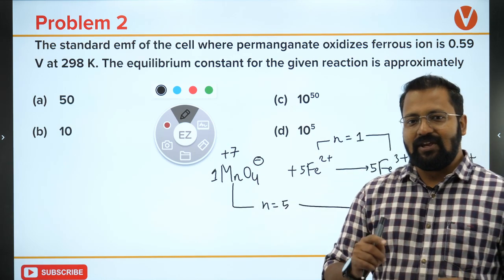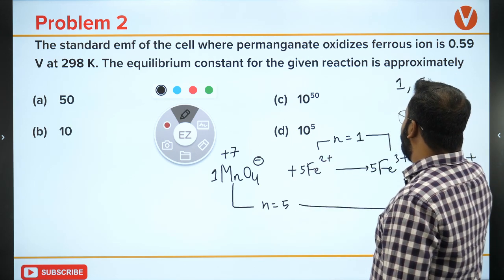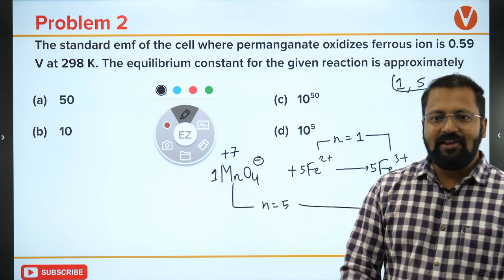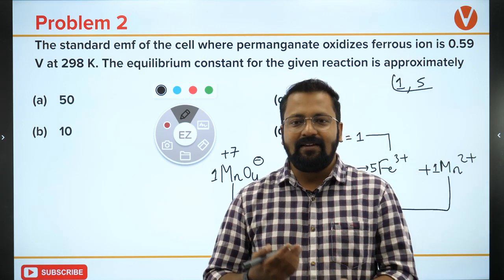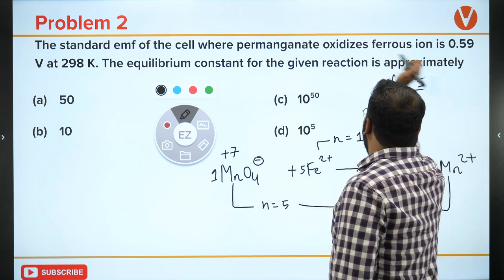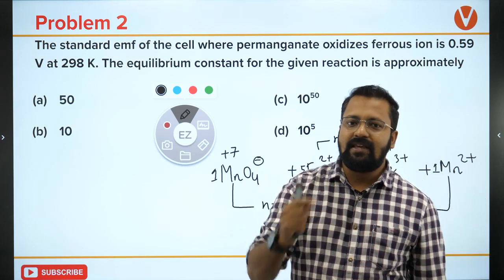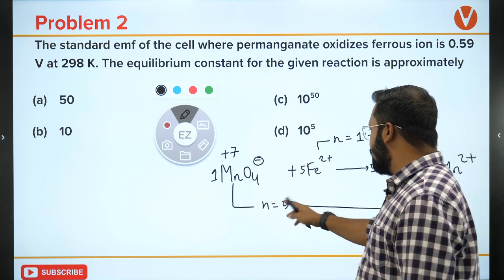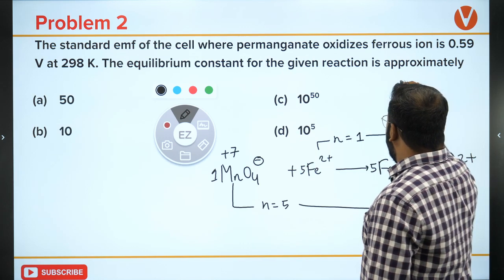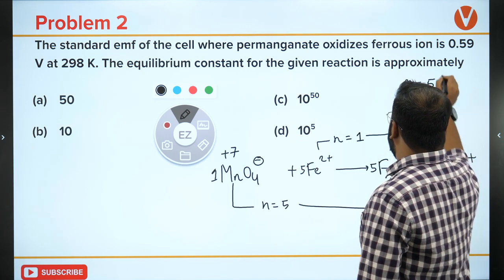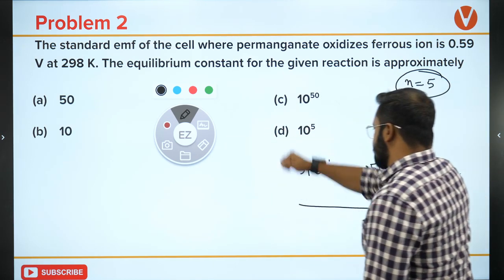The number of electrons exchanged will be the LCM of these two. The LCM of 1 and 5 will be your answer. Okay, 5 electrons. A lot of people are saying something incorrectly. Try and understand: the number of electrons which are exchanged will be the LCM of the electrons being lost or gained. So we will take the number of electrons as 5. Okay, once this is done, I have to use something else as well.